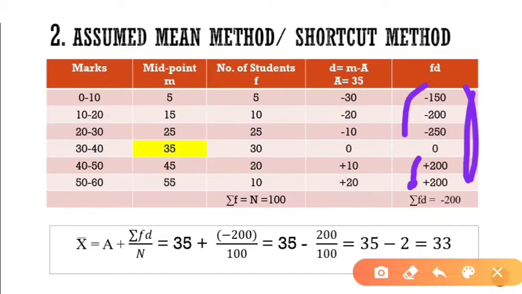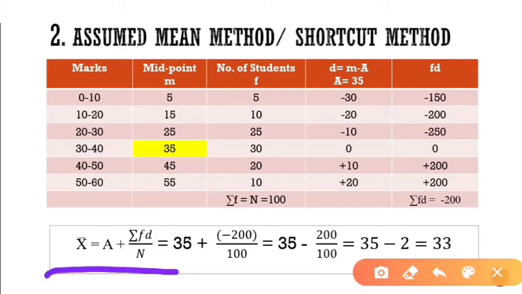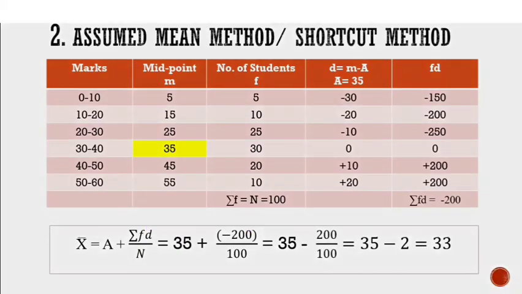And after solving, we are getting summation fd as minus 200, and summation f is equal to capital N, which is equal to 100. Now we'll substitute these values in the given formula. So x bar is equal to a plus summation fd over N. So 35 in place of a, and summation fd, that is minus 200, so minus 200 over here, and capital N is 100, so 100 over here.